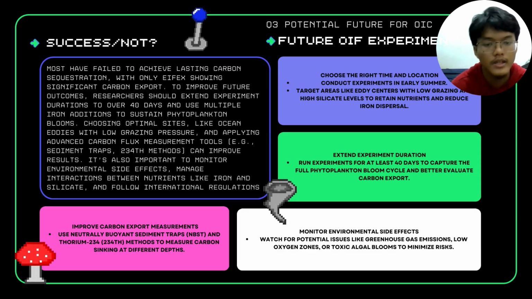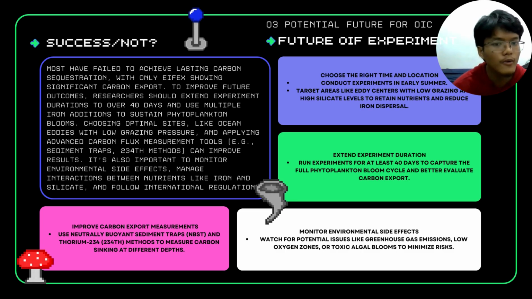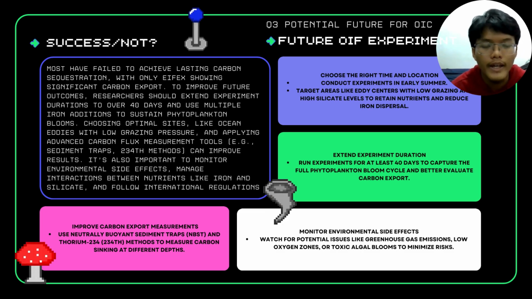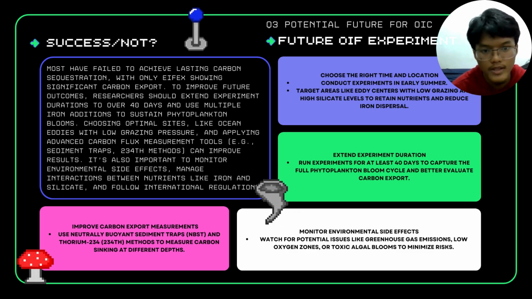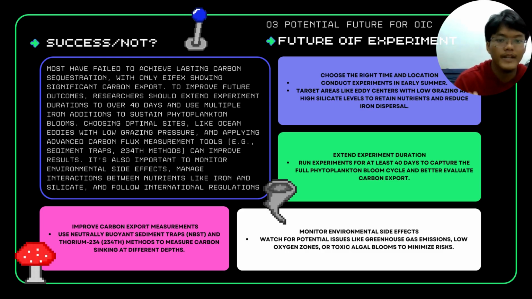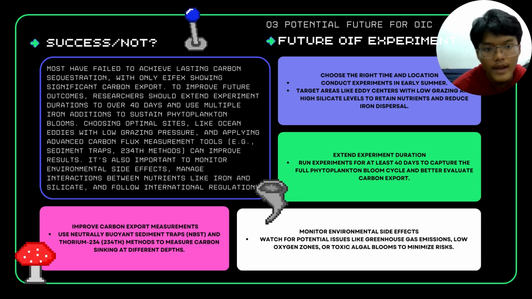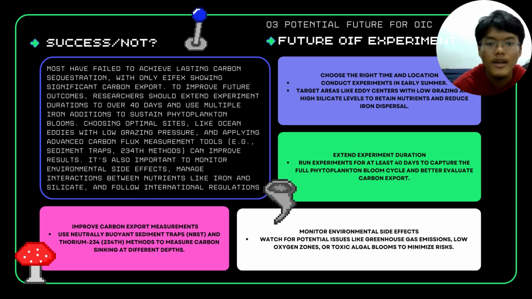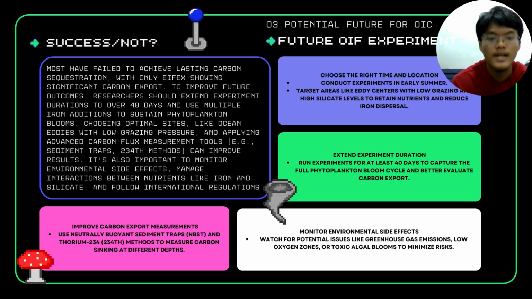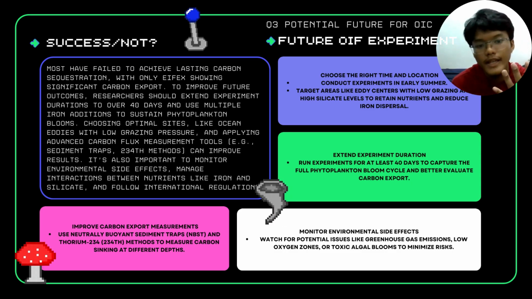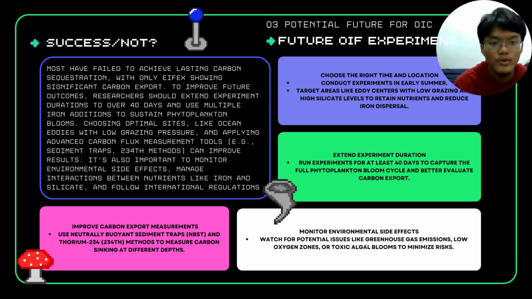experiment showed significant carbon export. But how can they improve? That is the third question. First, we choose the right time and location. We conduct the experiment in early summer, then target areas like eddy centers with low grazing and high silicate levels to retain nutrients and reduce iron dispersal. Then we extend the experiment duration, running experiments for at least 40 days to capture the full phytoplankton bloom cycle and better evaluate carbon export.